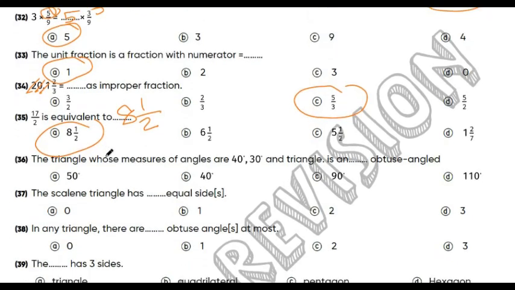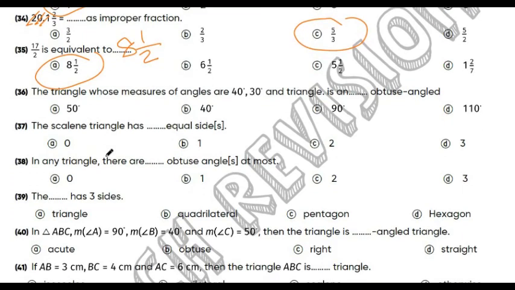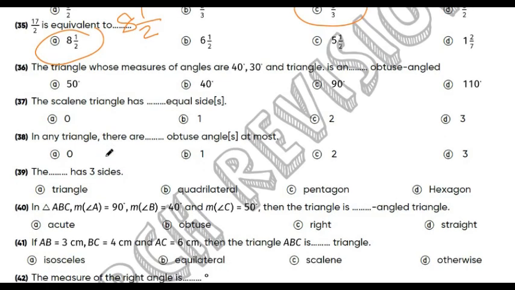Now let's solve some problems on geometry. The triangle whose measures of angles are 40, 30 is what type of triangle? We have one 40 and the other one is 30. If we add them, it will be 70. Okay, so we are looking for the other angle, which should be 110, because he said that he wants it to be an obtuse angle.